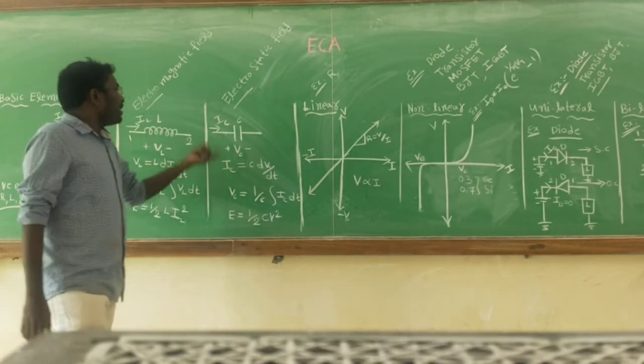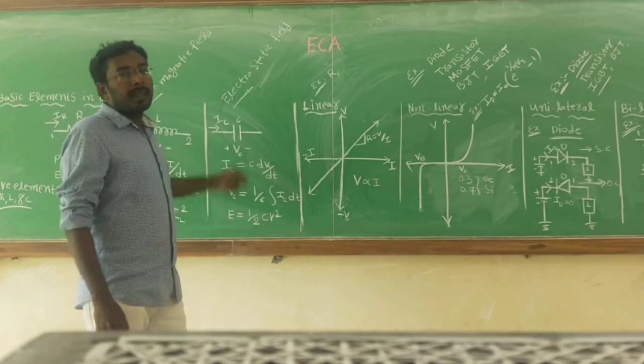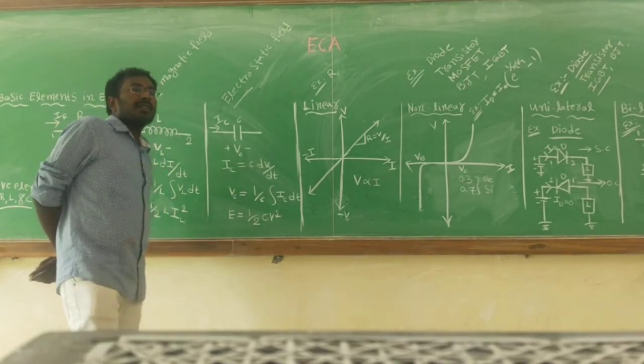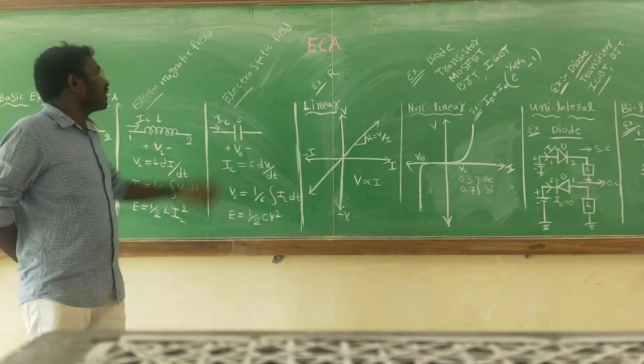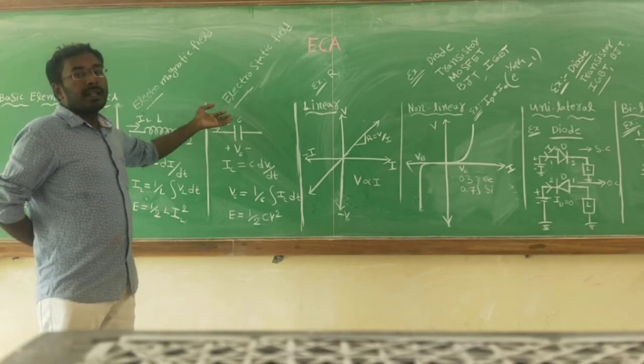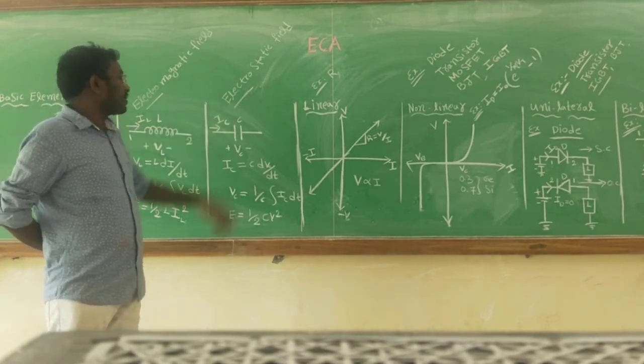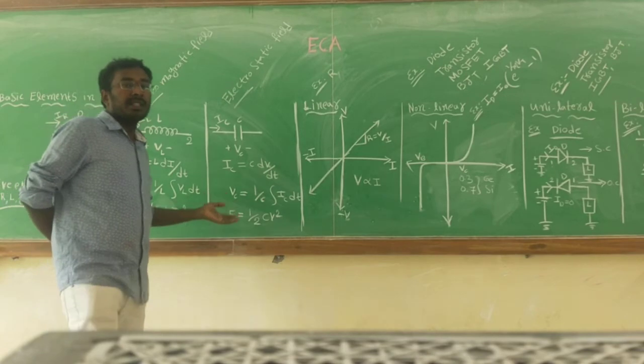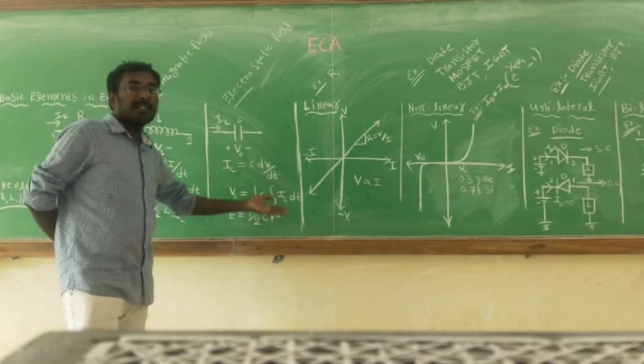And capacitor stores the energy in the form of electrostatic field. Capacitor stores the energy in the form of electrostatic field, and the energy stored in the capacitor is half C v square.